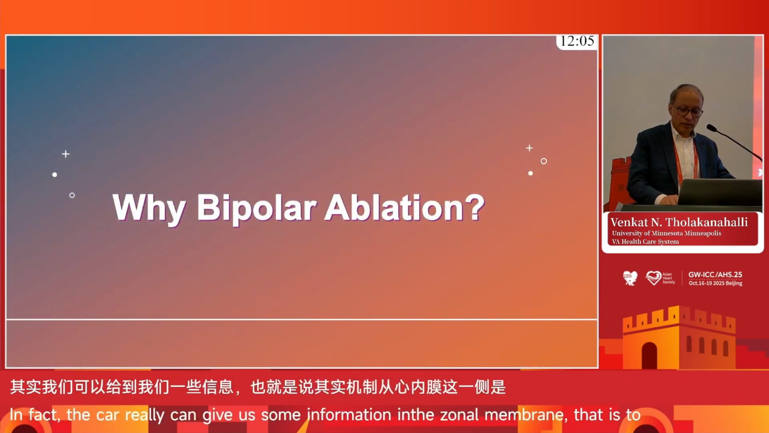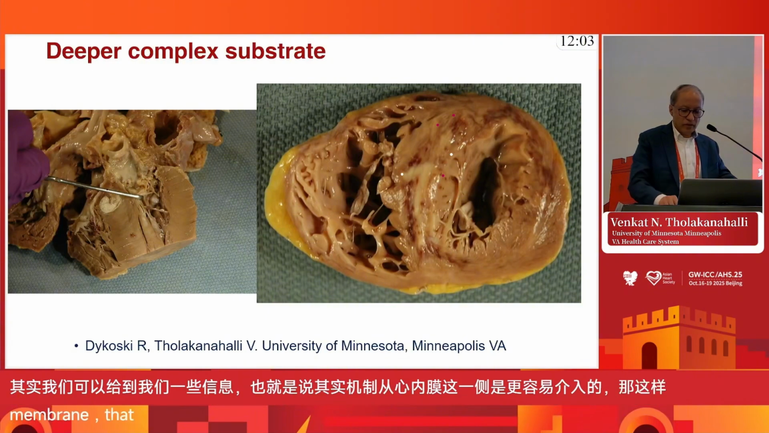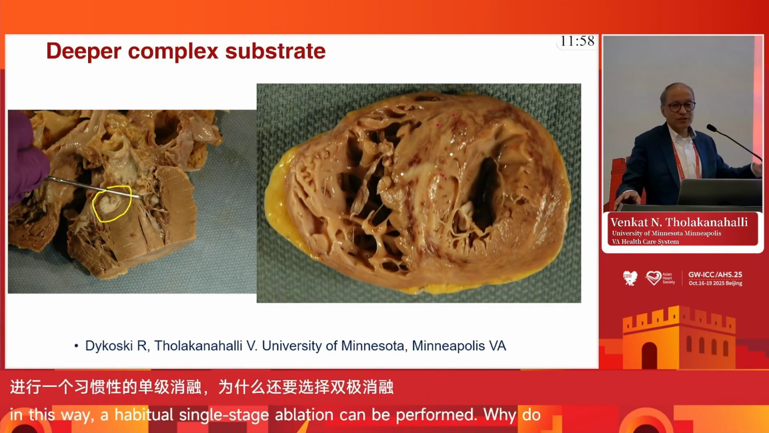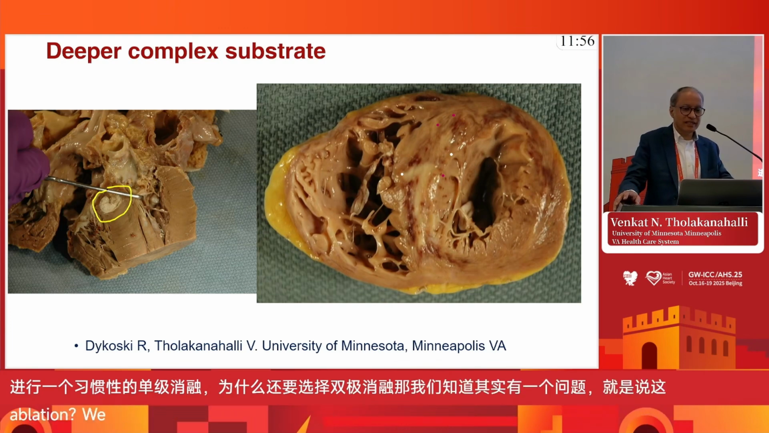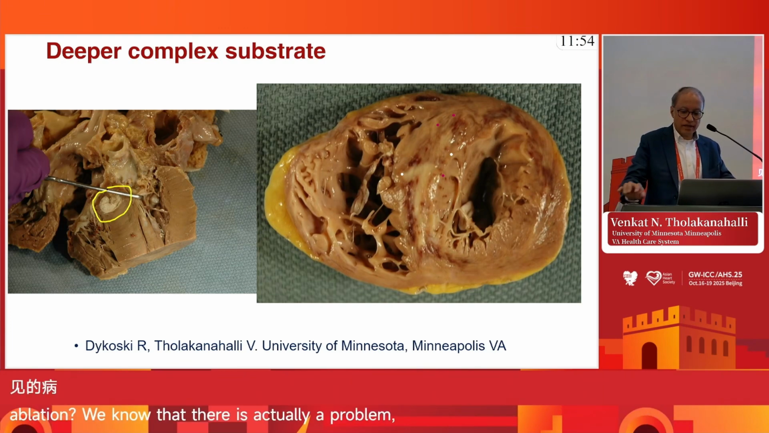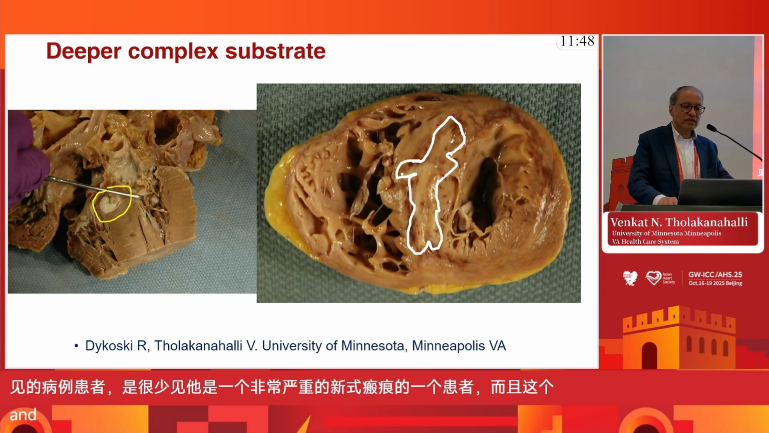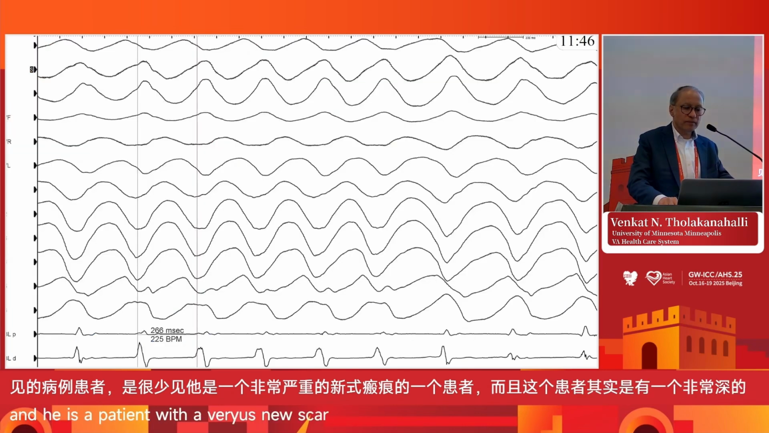So why bipolar ablation then? One of the problems, and this is a very unusual case, is a patient with histoplasmosis. You rarely see that kind of ventricular scar. Then the other one being a deeper endocardial scar. So why is approaching this a problem?